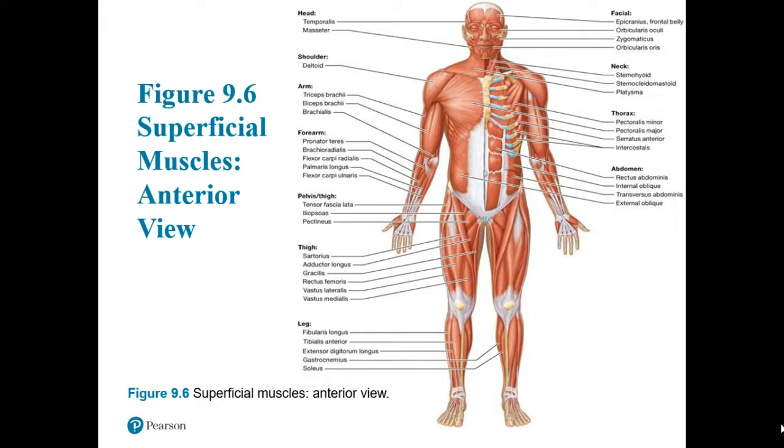So starting off with the head. By the way, I'm going to ask you to do some exercises so that you can actually feel these muscles in case you haven't felt them before. On the head, we have the temporal muscle, masseter, epicranius, orbicularis oculi, zygomaticus, and orbicularis oris, and these are superficial muscles. By no means all of the muscles. We have a lot more, and we'll go over them as we move along.